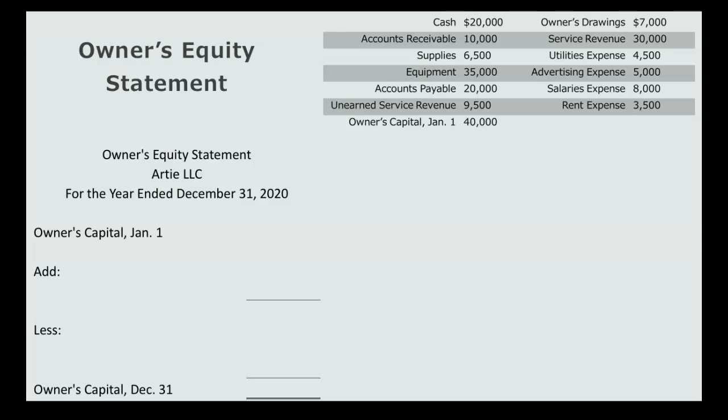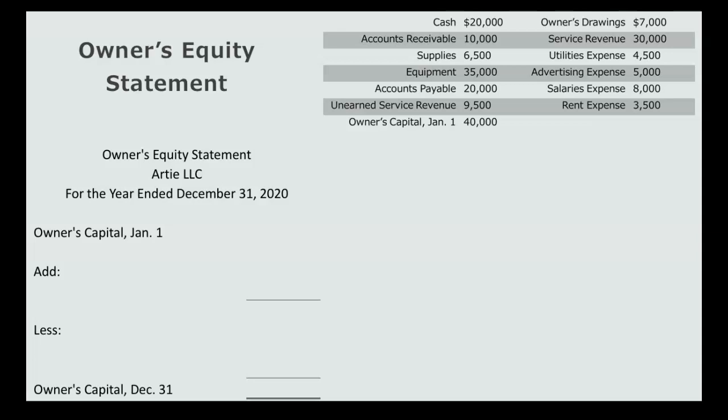Now, when we go line by line here in an owner's equity statement, the first line is going to be our owner's capital at the start of the year. Or if we were doing this for just the month of December, it would be owner's capital for December 1st, right? It's our beginning owner's capital. So here we want the owner's capital from January 1st because we're looking at the entire year.